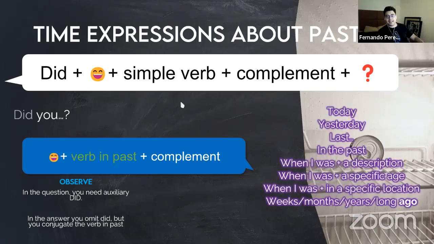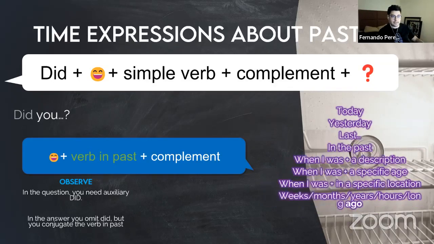Today, yesterday, last, in the past, when I was, or expression ago. For example, weeks ago, months ago, years ago, hours ago. We can even consider long time ago, etc. These are time expressions in past. And these are necessary when you are asking about things in past.